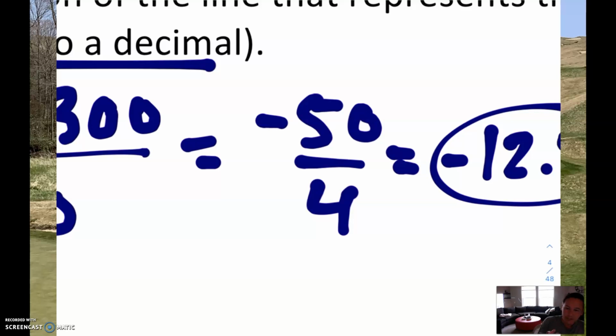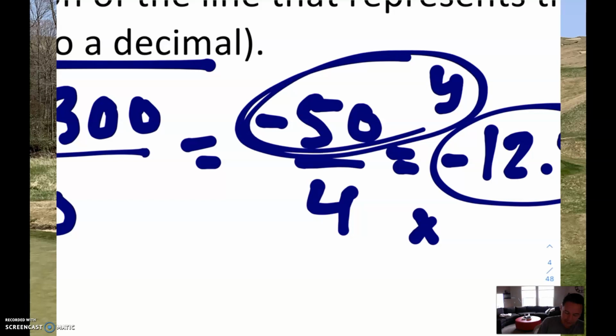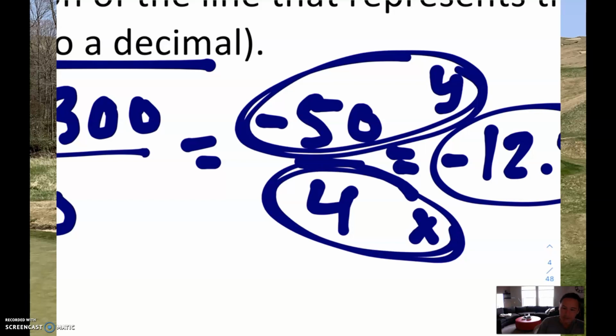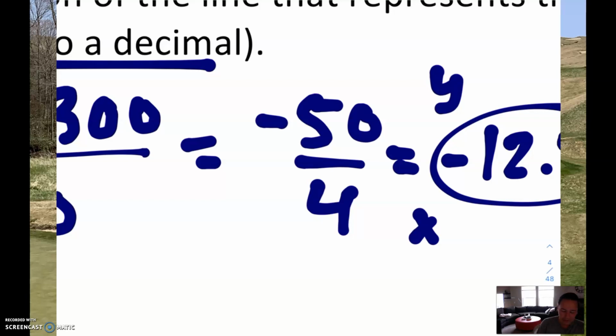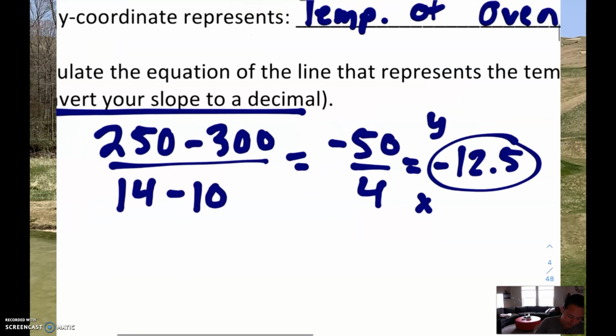Just to kind of remind you what this slope means. The negative 50, that's the change in y. The 4, that's the change in x. So the temperature is changing by 50 degrees. It's going down by 50 degrees over a span of 4 minutes. And we'll interpret that a little bit later. But it went down 50 degrees, and it took 4 minutes to do that.